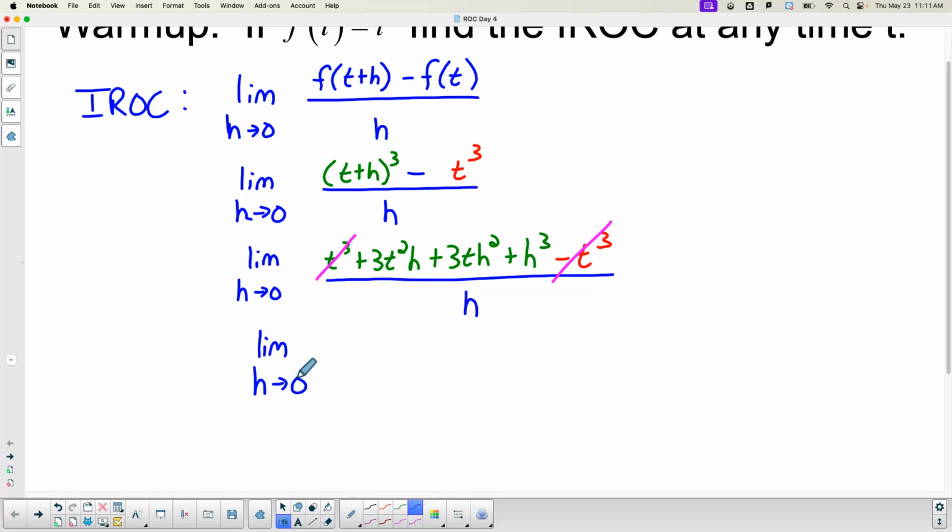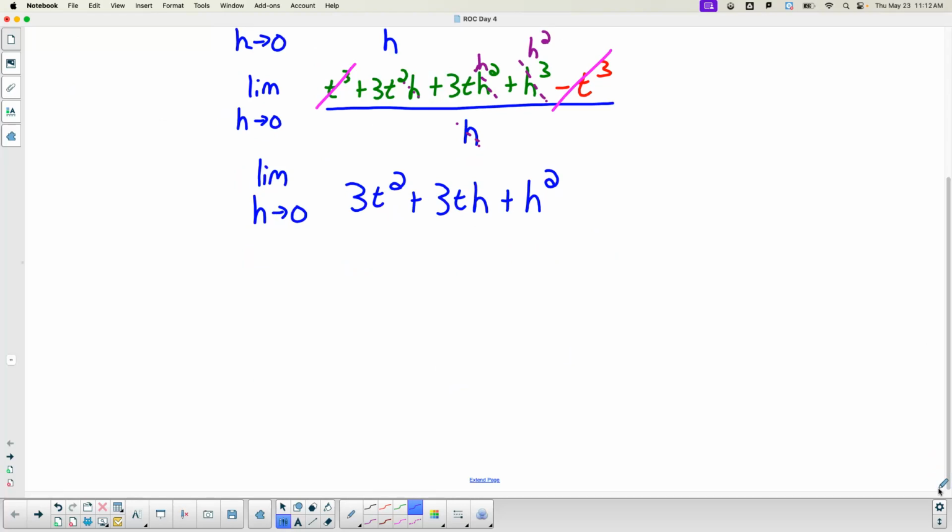So if I'm crossing off h's, this h cancels out with that h. One of these h's, so I'm left with just h there. One of those h's, so I'm left with h squared there. That leaves me with 3t squared plus 3th plus h squared. Now we can send h to 0, and that gives me an IROC at any time t of 3t squared.